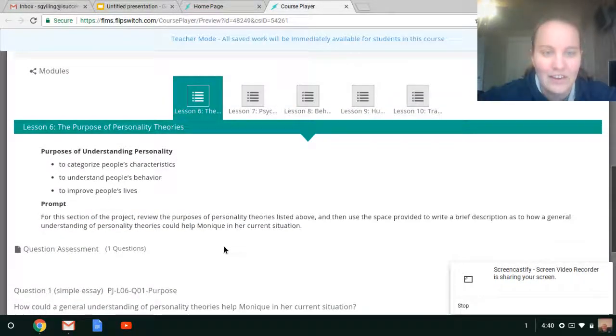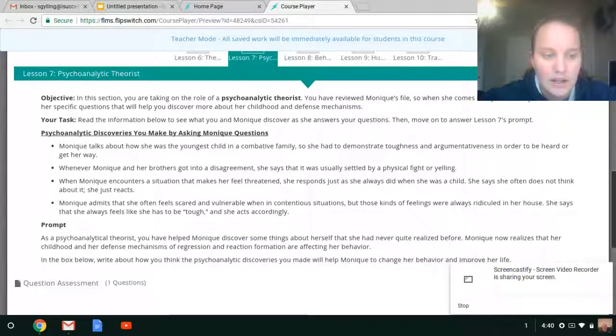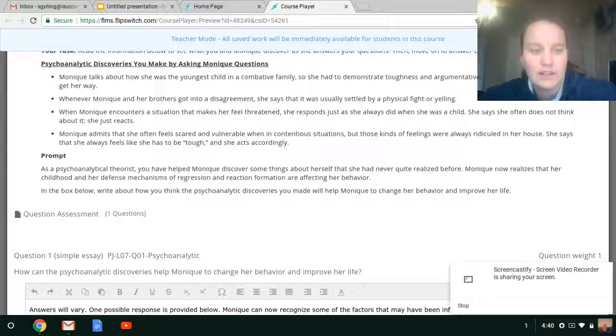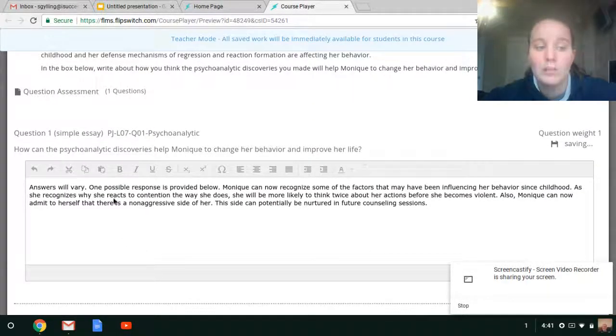Lesson 7 is a little bit longer. The prompt is, as a psychoanalytic theorist, you have helped Monique discover some things about herself that she had never quite realized before. Monique now realizes that her childhood and her defense mechanism of aggression and reaction formation are affecting her behavior. In the box below, write about how you think the psychoanalytic discoveries you made will help Monique to change her behavior and improve her life. So just like in the other lesson, you'll write 1 paragraph in the box going over that prompt.